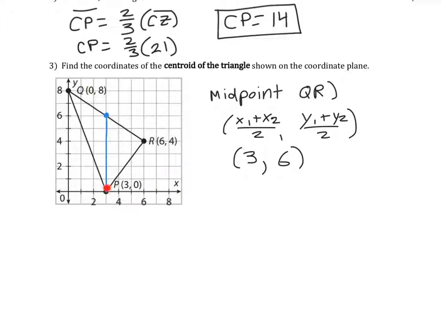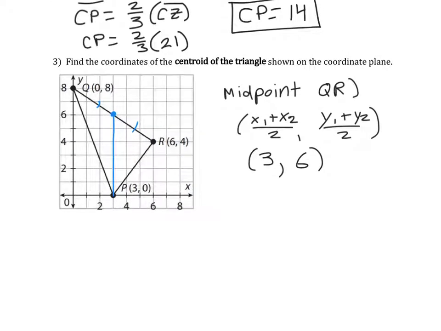And then we can draw a line from that midpoint to our vertex at P. So this is one of our medians, and again, we can show that by showing that this is 2 congruent parts. And now we need to draw in one more median. So maybe we'll do the midpoint of QP next.